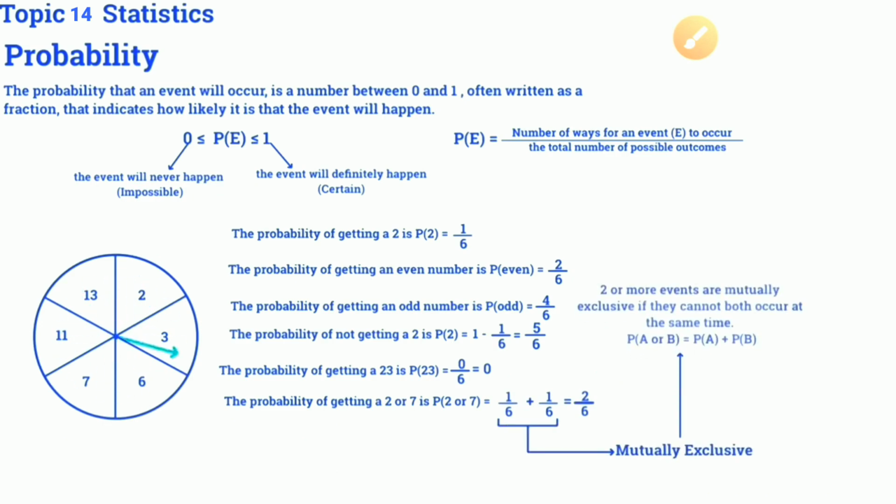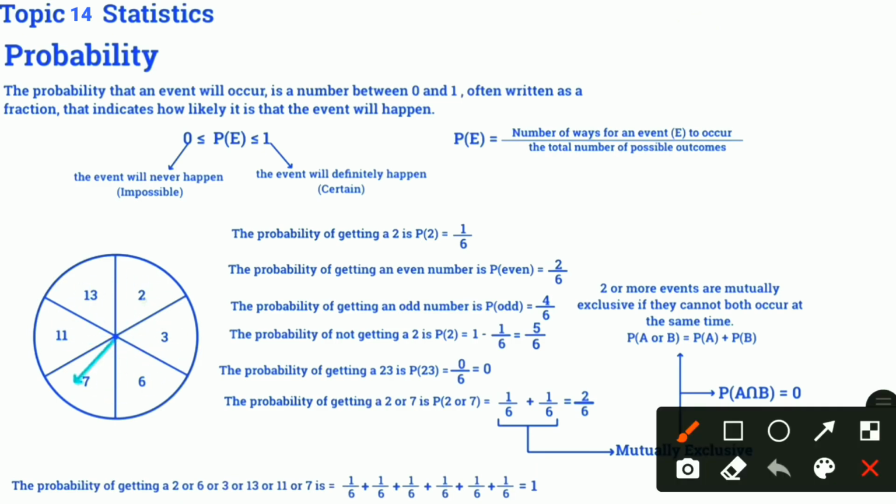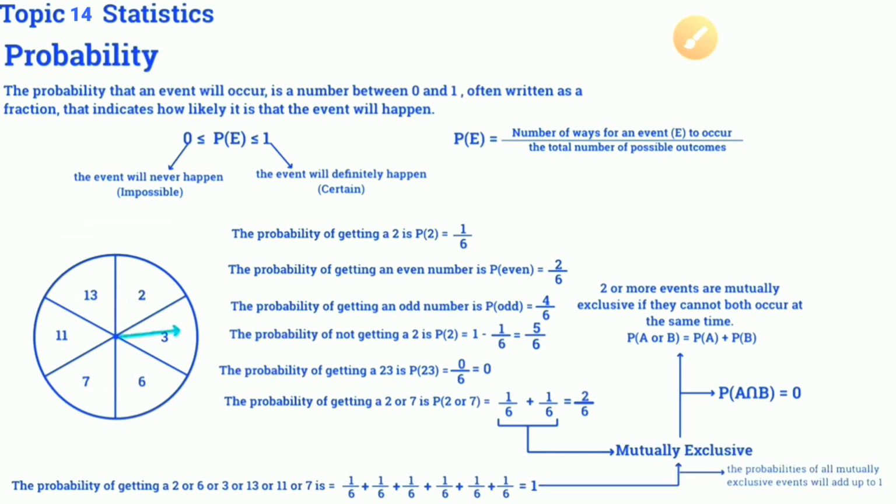This is mutually exclusive. Two or more events are mutually exclusive if they cannot both occur at the same time. The probability of getting this or this or this or this or this or this, we're going to add it up and it will be equal to 1. Which means getting any of these will be equal to 1. It is certain that we can get any of these. The probabilities of mutually exclusive events add up to 1.